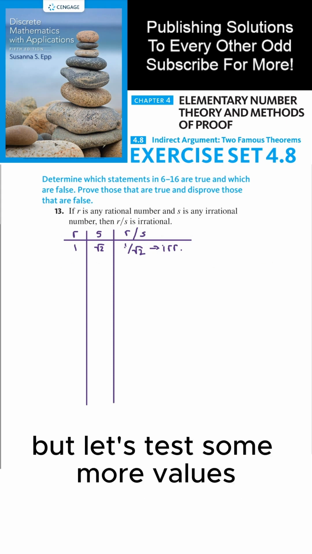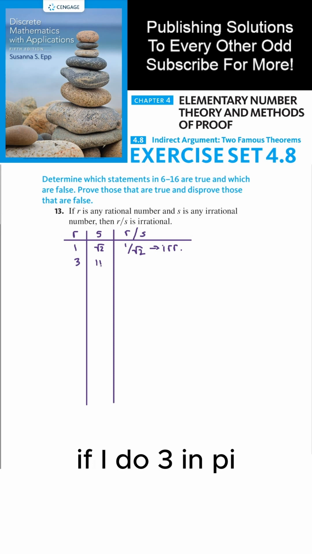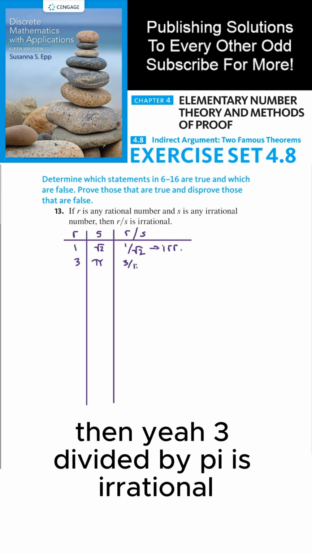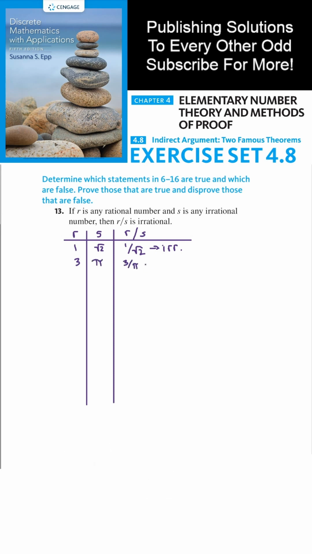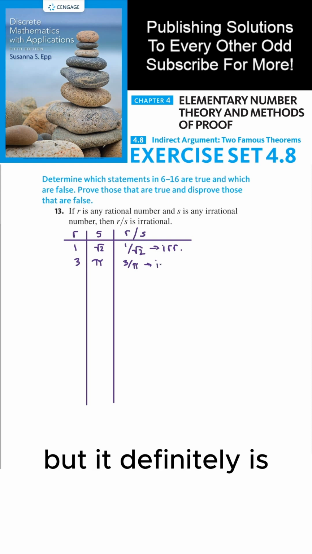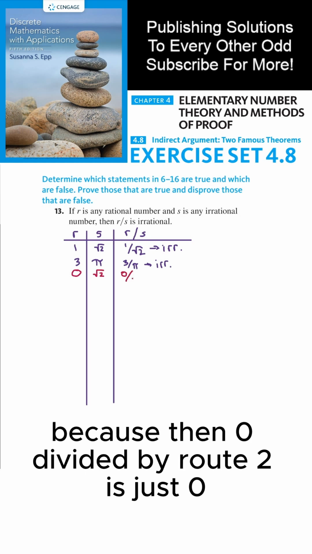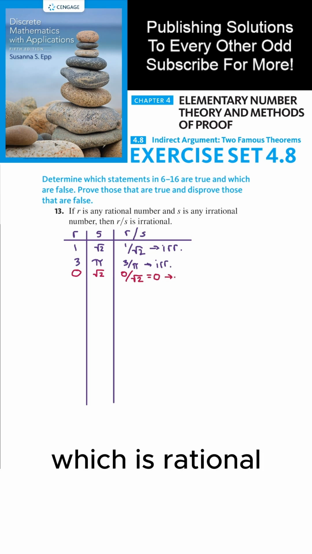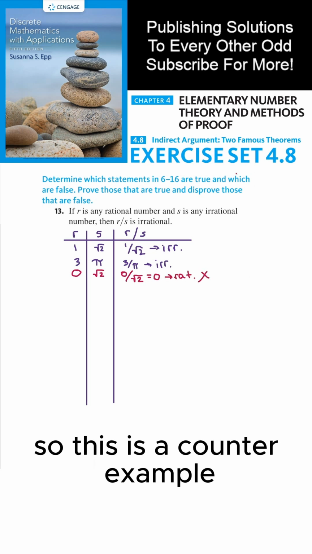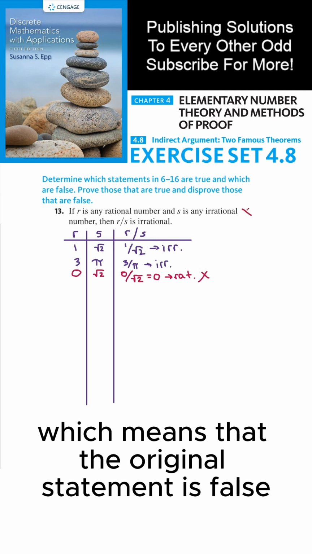But let's test some more values. If I do 3 and pi, then yeah, 3 divided by pi is irrational. It's hard to prove that, but it definitely is. We could pick, though, R equals 0 and S equals root 2, because then 0 divided by root 2 is just 0, which is rational. So this is a counterexample, which means that the original statement is false.